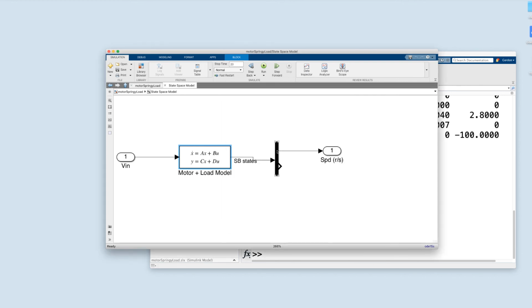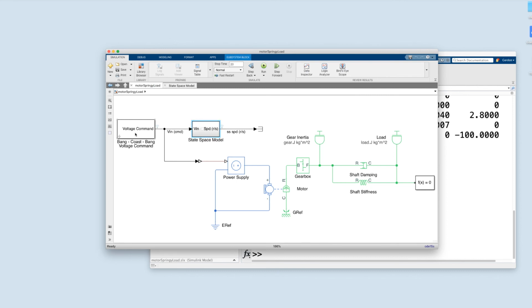And I'm demuxing that and then picking off the speed. And voltage is coming in. So let's go back out. The voltage that I'm poking this thing with is a bang-coast-bang, or pulse-coast-pulse kind of thing. We'll look at it in the data inspector in a minute.